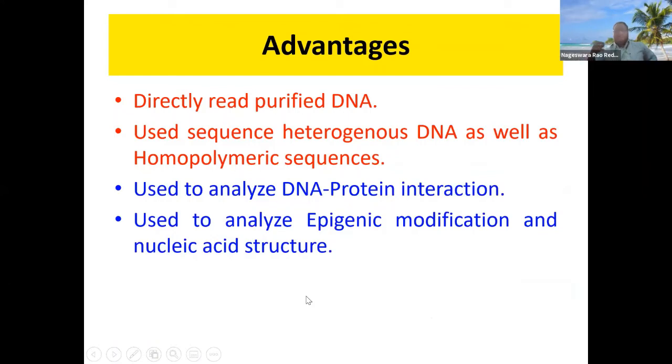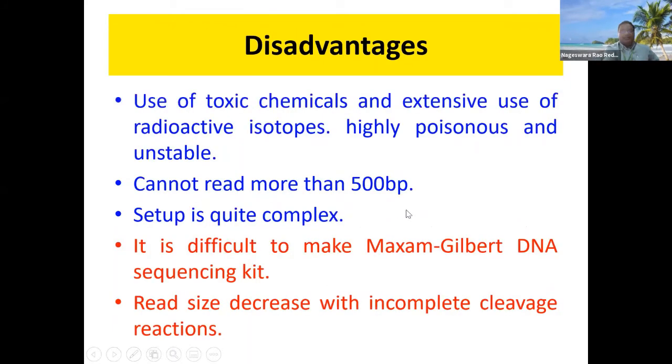Now, what are the advantages? You should have a highly purified DNA, and it should not be a homopolymeric sequence. The sequence should be heterogeneous and not homopolymeric. It is used to analyze DNA-protein interactions, epigenetic modification and nucleic acid structure. These are the advantages, and these are the disadvantages.